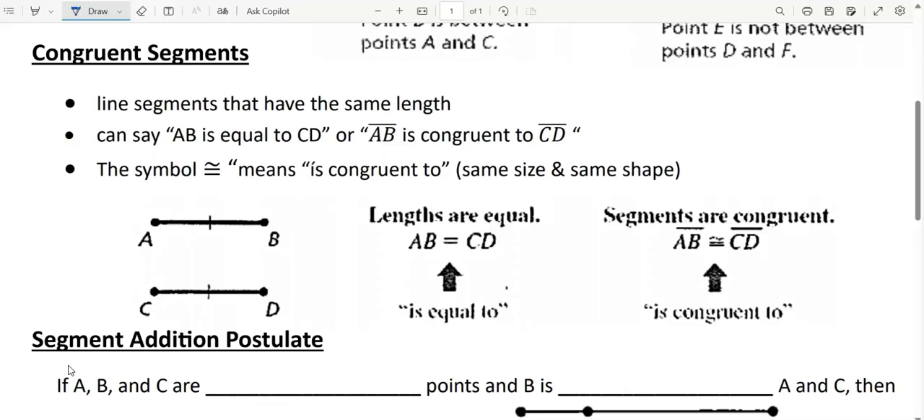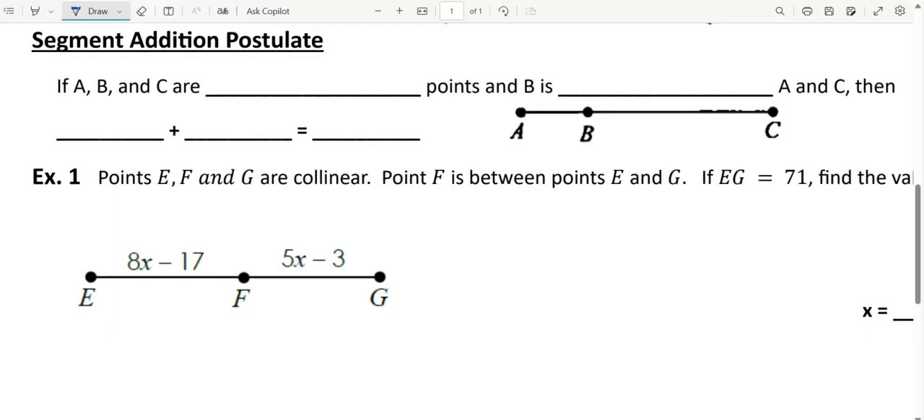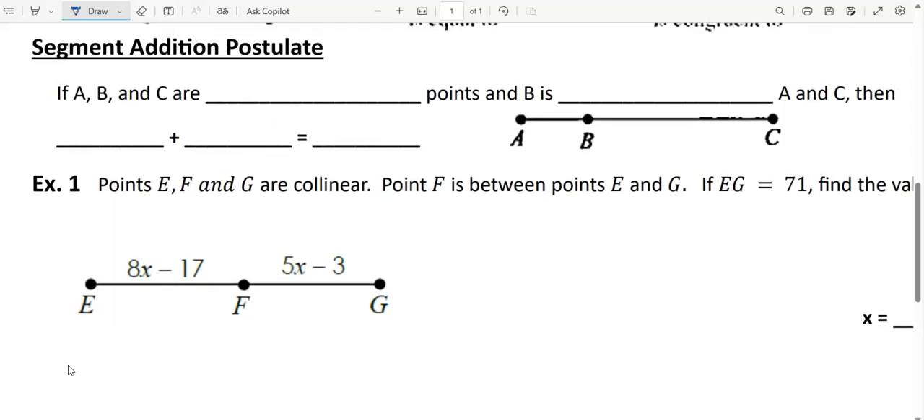Here's some examples. How do I know this segment and this segment are congruent? Do y'all remember this little marking right here? I call it a tick mark. Tick marks notate that it's congruent segments, same size, same shape. Cool. So again, how do you say it? You can either say AB is equal to CD, or segment AB is congruent to segment CD. Well, let's talk about segment addition postulate. Ready? If you have 3 points, A, B, C, and they are all collinear, write that down, collinear.